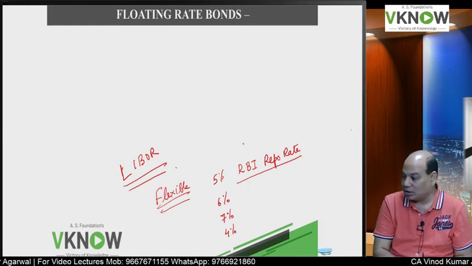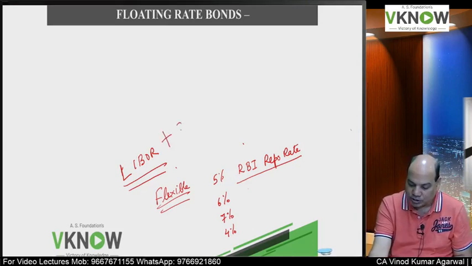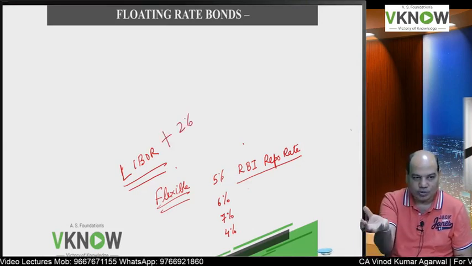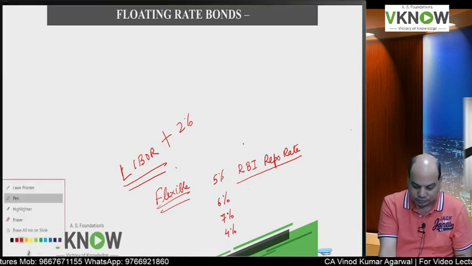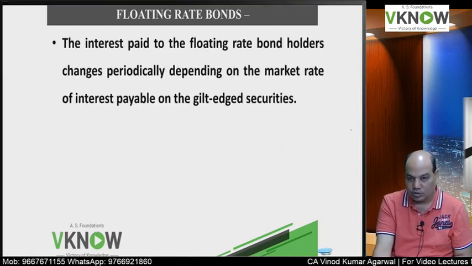Is it right? London Interbank Market. So that is also used. So LIBOR plus 2% can be the interest rate. If LIBOR goes up, you pay more. If LIBOR comes down, you pay less. That is a floating rate bond.